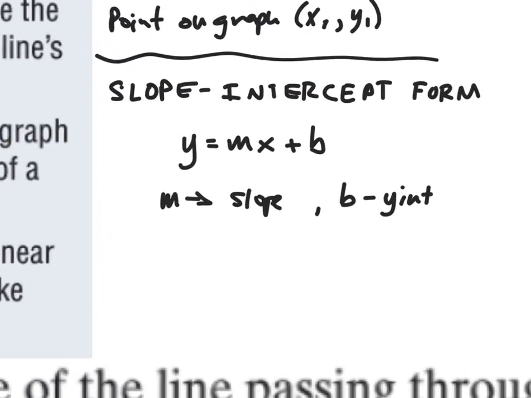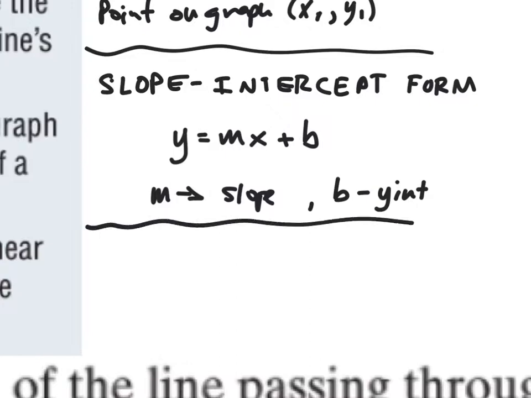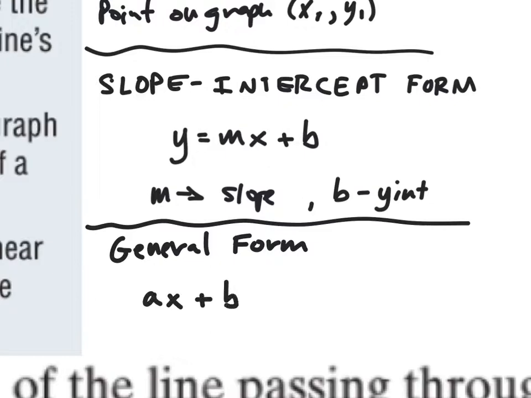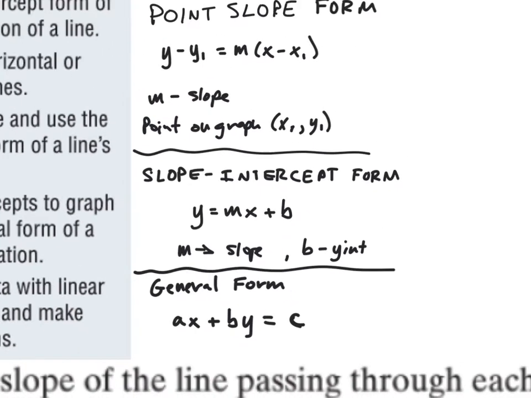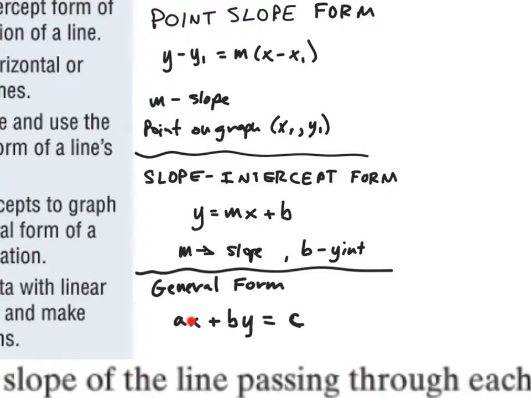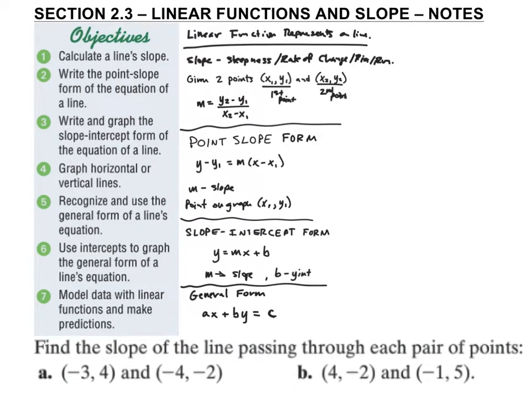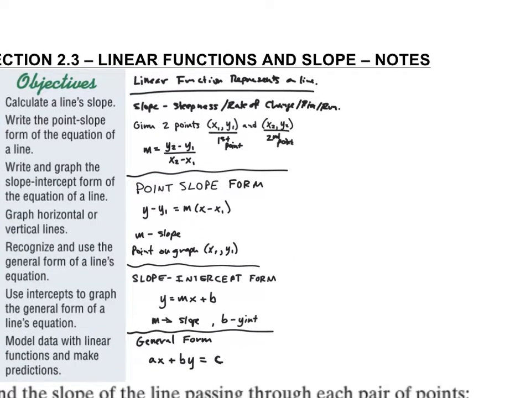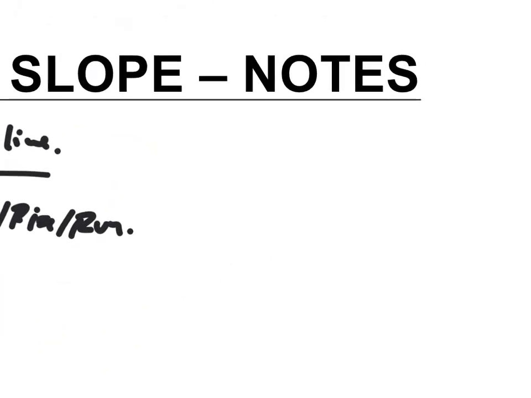Now the other one that we have is what we call the general form. This is when x and y are on the same side of the equation. I'm going to call this ax plus by is equal to c. The difference between slope intercept form and the other ones is that x and y are on the same side of the equal sign. We're going to be able to use all three of these to graph and to write equations.